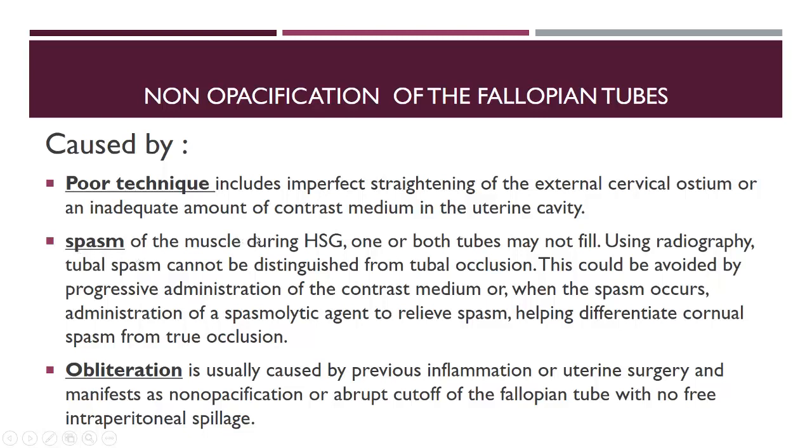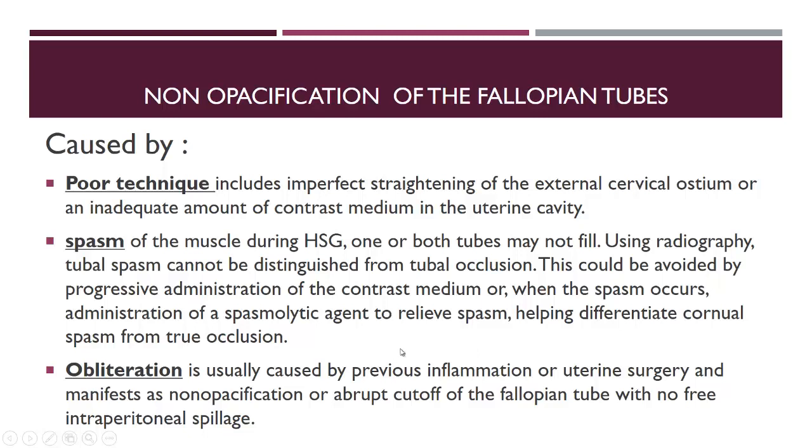Second, spasm of muscles during hysterosalpingography. One or both fallopian tubes may not fill. Using radiography, tubal spasm cannot be distinguished from tubal occlusion. This could be avoided by progressive administration of contrast media, or when the spasm occurs, administration of a spasmolytic agent to relieve spasm, helping differentiate cornual spasm from true occlusion.